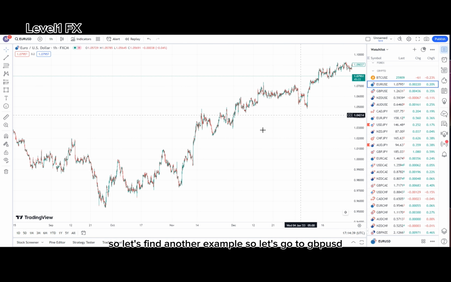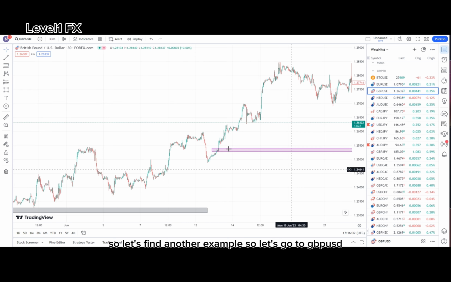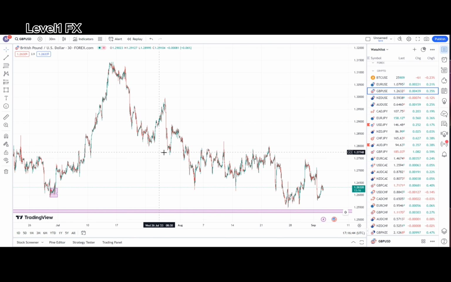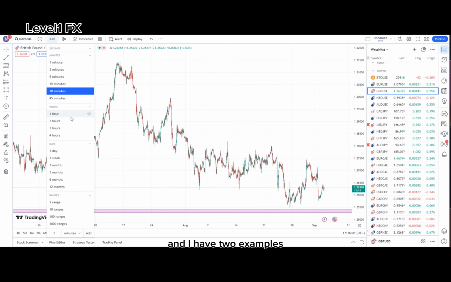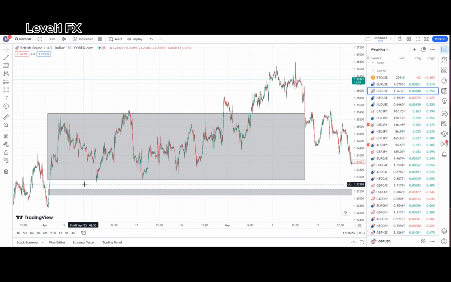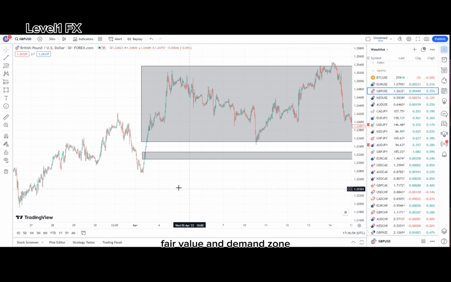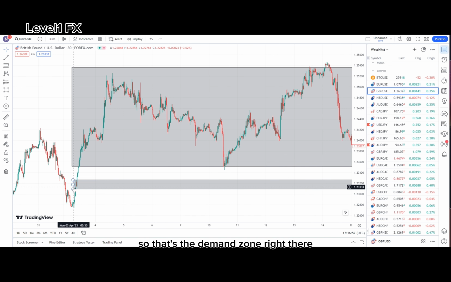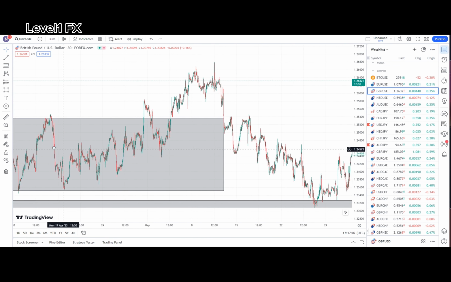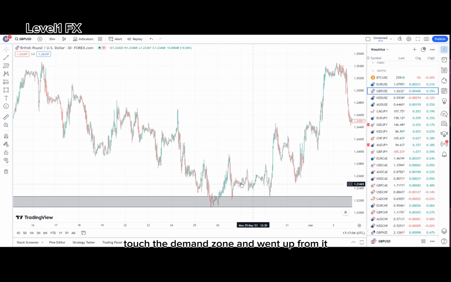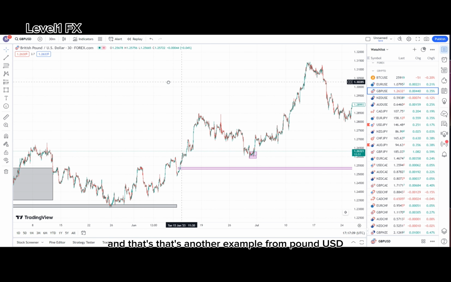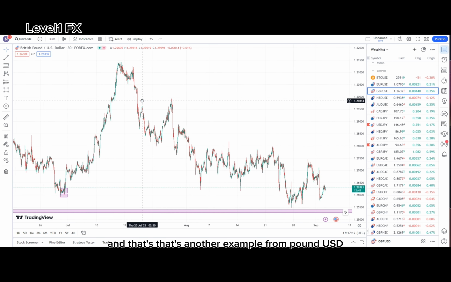So let's find another example. Let's go to GBP/USD, and I have two examples right here. We have a fair value and a demand zone. That's the demand zone right there, and the fair value right there, and the price went down, touched the demand zone, and went up from it. And that's another example from GBP/USD.